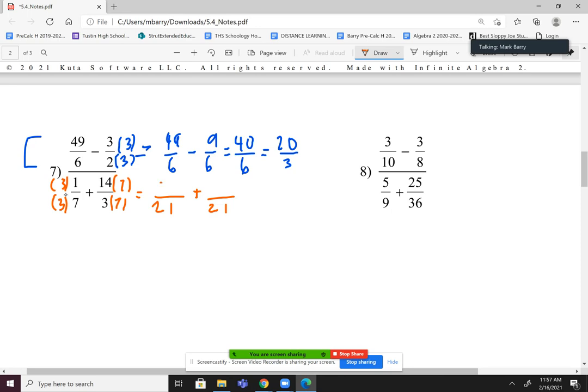All right, 3 times 1 then is 3. This one I have to multiply by 7. 14 times 7, that feels like 98 to me. It is? Okay. So that is 101 over 21.